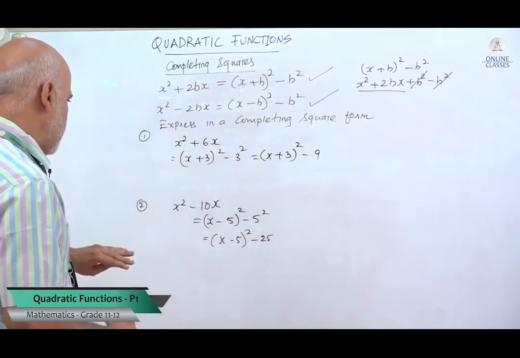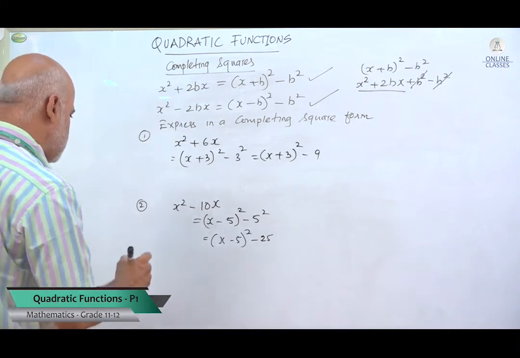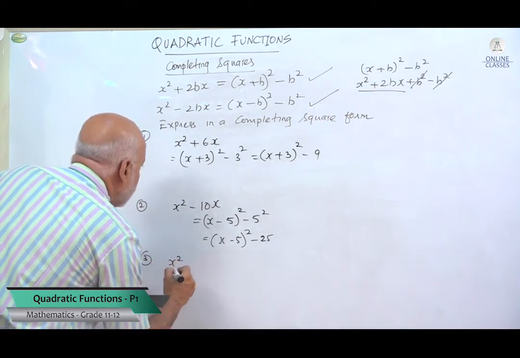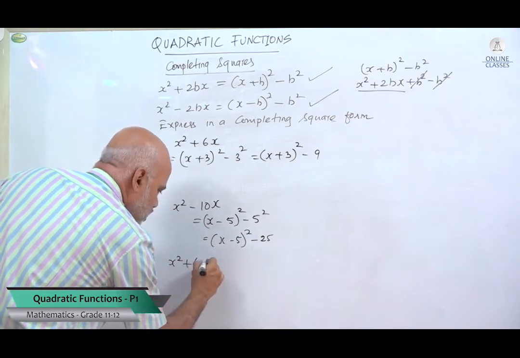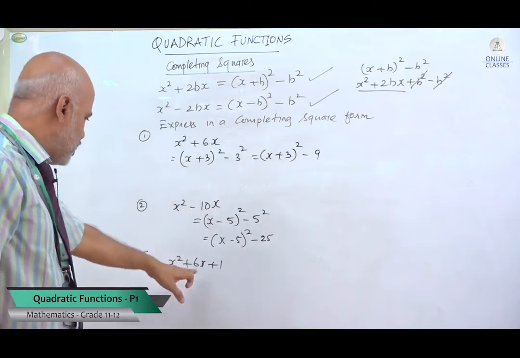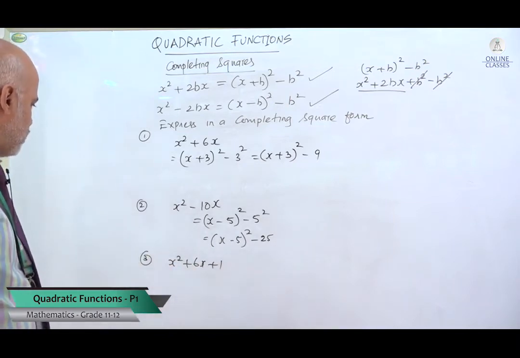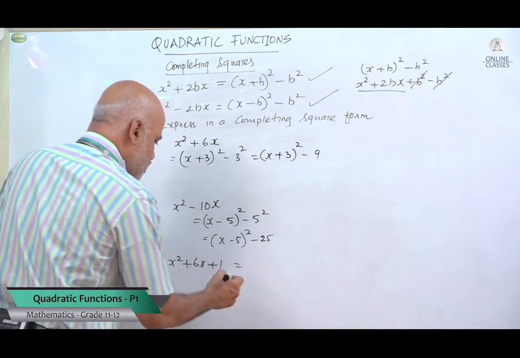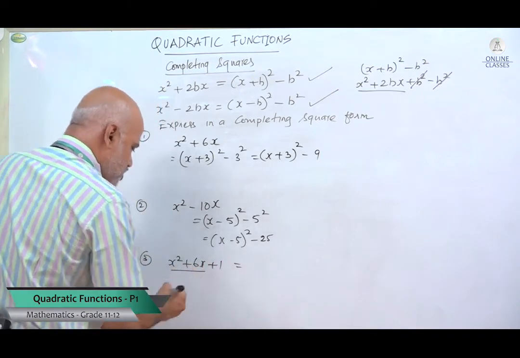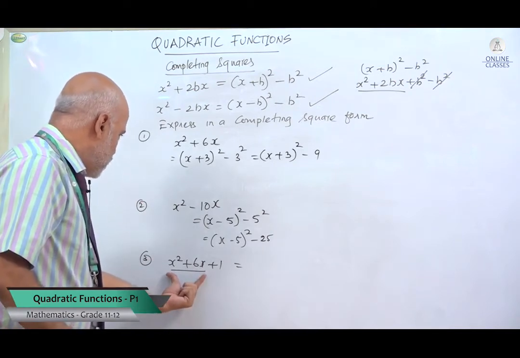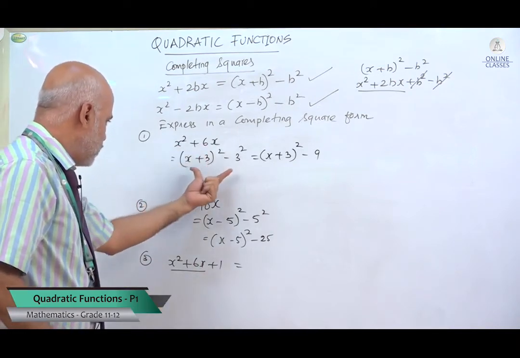Okay, let me try to go to the next one. Suppose you take a question x square plus 6x plus 1. Look at that, this is now a complete quadratic equation. So what to do in this case for the completing square? Same as it is. You don't need to worry about the one. You just take these two parts only. For this part only, I had done the completing square.